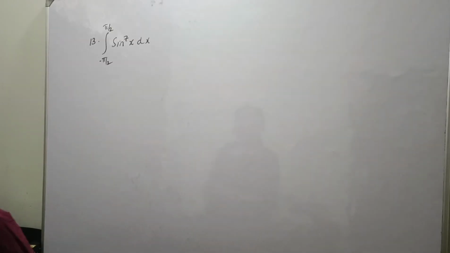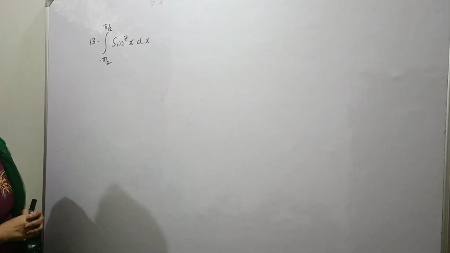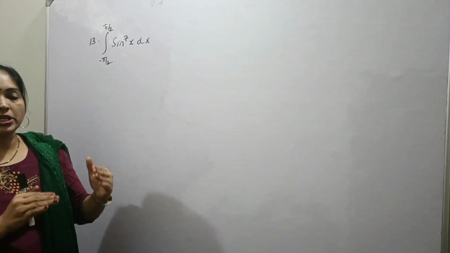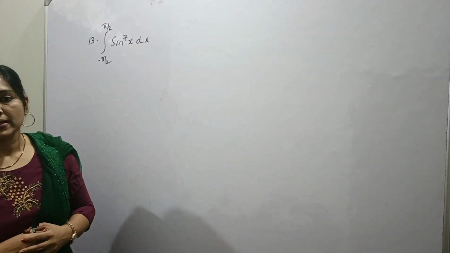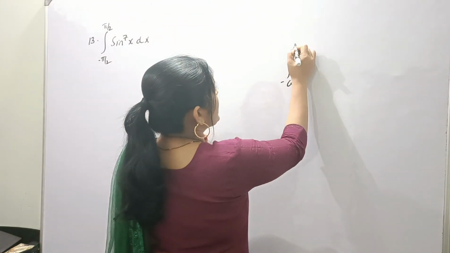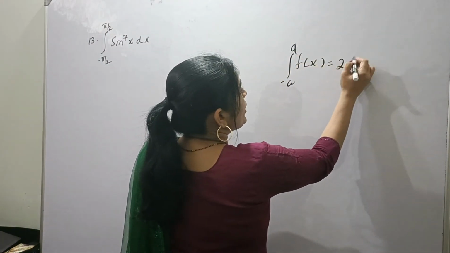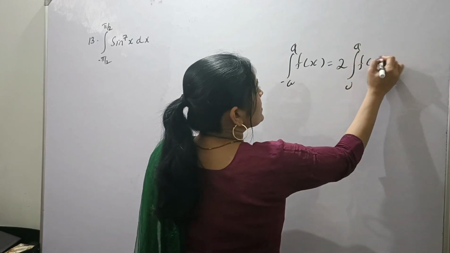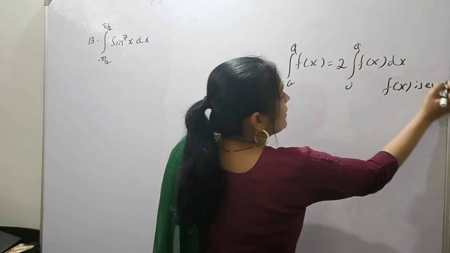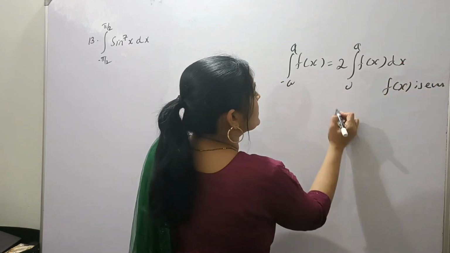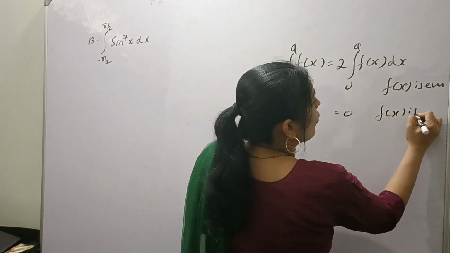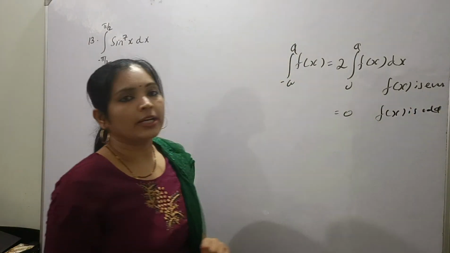Next question is, evaluate the integral from minus pi by 2 to pi by 2 of sin raised to 7x dx. See, this integral is of the form integral from minus a to a of f of x dx. So we can apply the property: integral from minus a to a of f of x dx is equal to 2 into integral 0 to a of f of x dx when f of x is even. And if f of x is odd, then this integral is equal to 0.